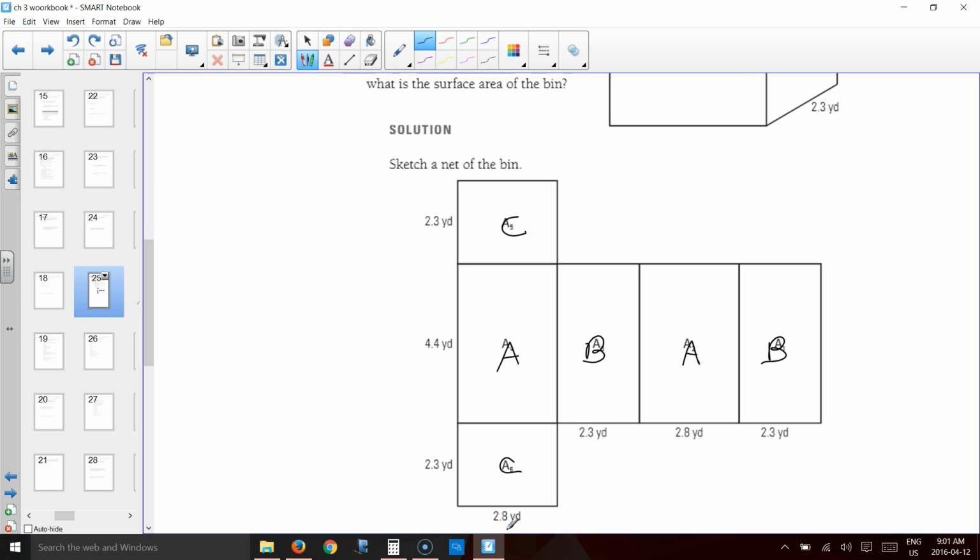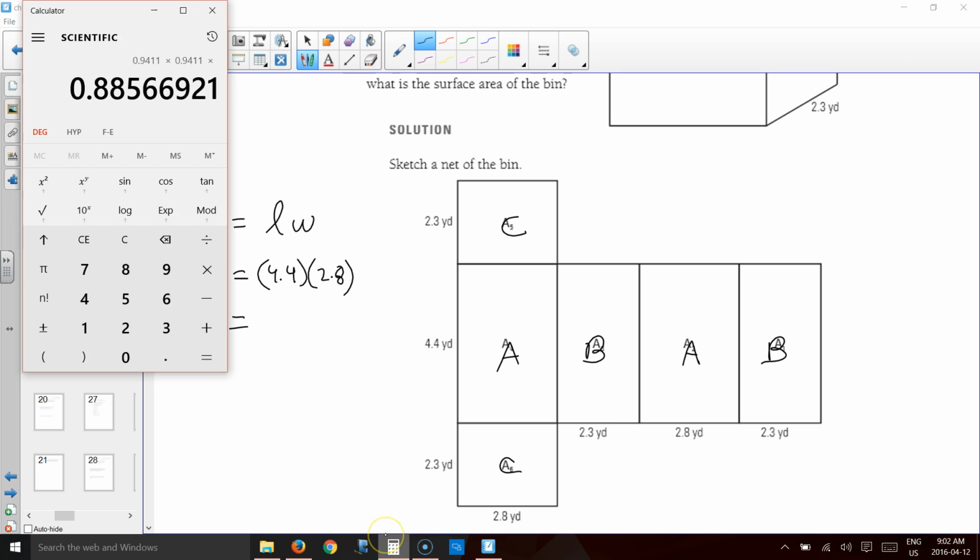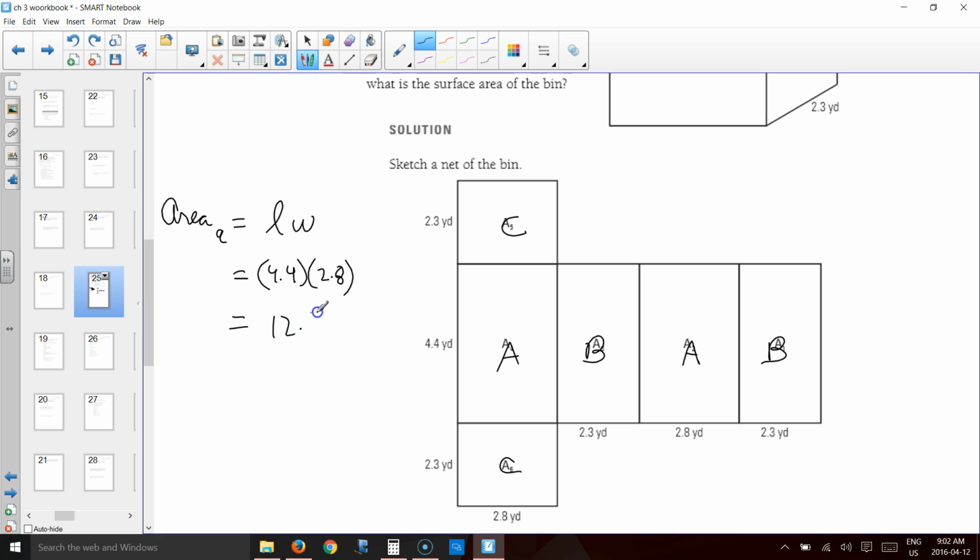So let's start. Let's find the area of side A, and the area is length times width. Basically, in this case, it is 4.4 yards in its length. And its width is 2.8, so 4.4 times 2.8, okay, 12.32. All right, so we'll write that in here. The area of this equals 12.32.